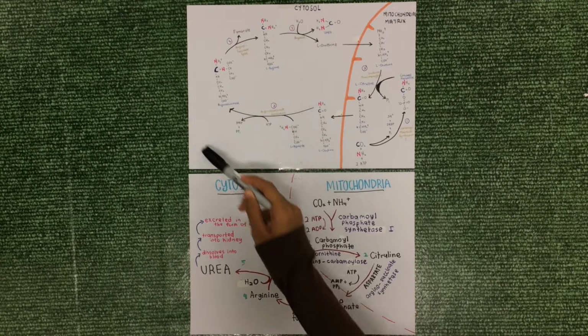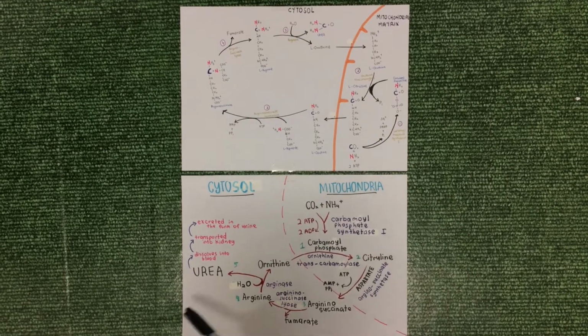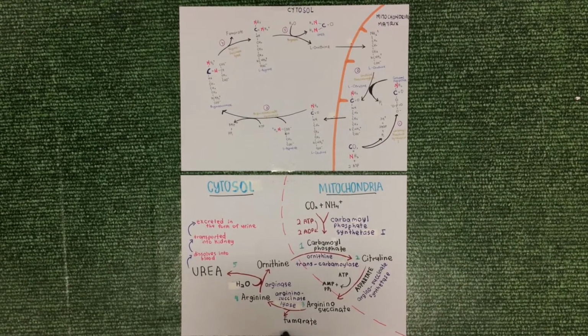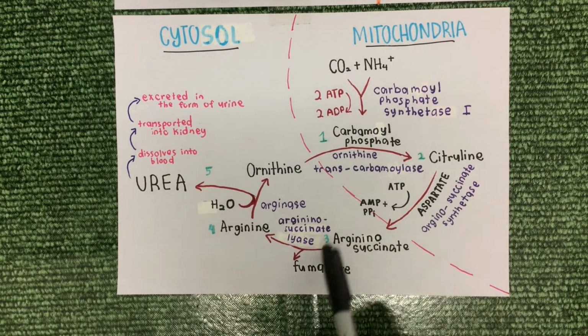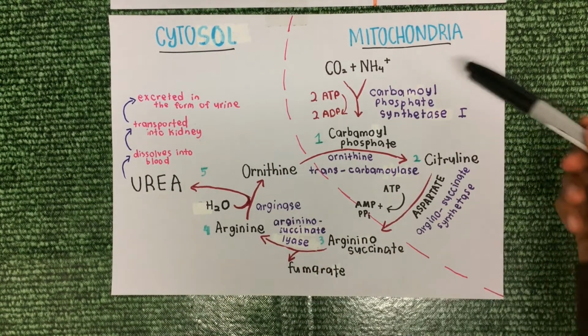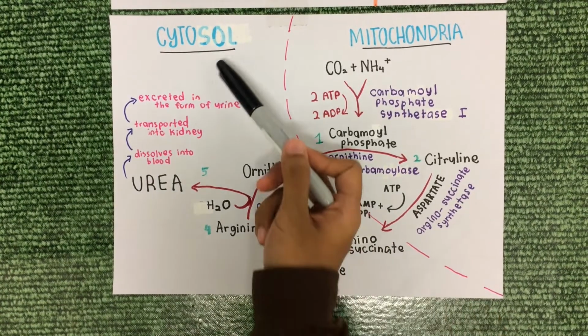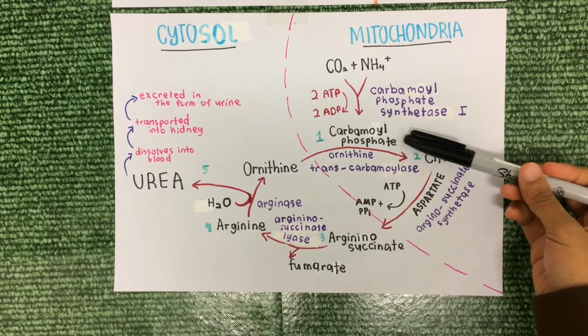This is the overall urea cycle with the structural formula, and this is the simplified one. Steps in the urea cycle. The first and second steps occur in the mitochondrial matrix, while the third, fourth, and fifth steps occur in the cytosol. The first step is the formation of carbamoyl phosphate.